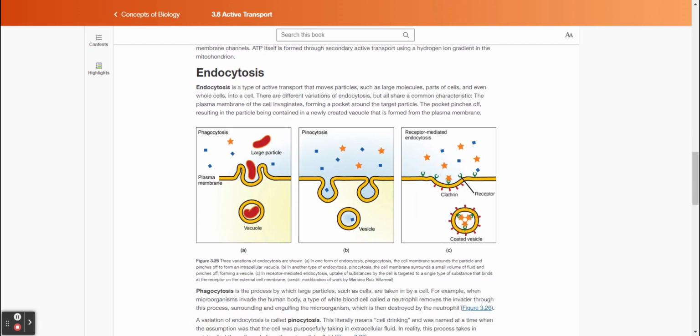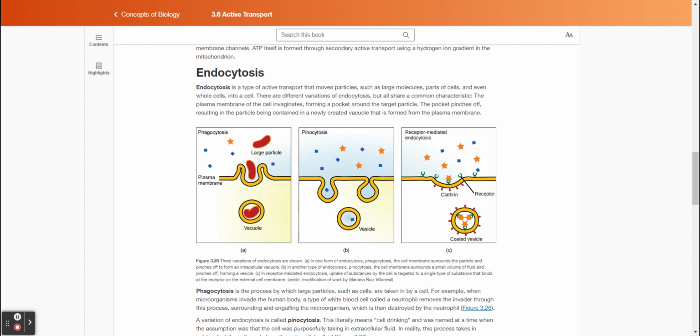Endocytosis. Endocytosis is a type of active transport that moves particles such as large molecules, parts of cells, and even whole cells into a cell. There are different variations of endocytosis, but all share a common characteristic. The plasma membrane of the cell invaginates, forming a pocket around the target particle. The pocket pinches off, resulting in the particle being contained in a newly created vacuole that is formed inside the plasma membrane.